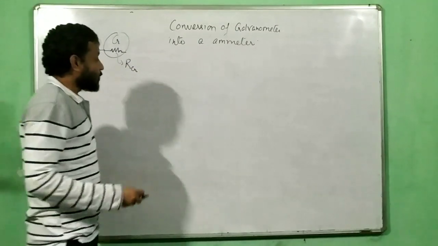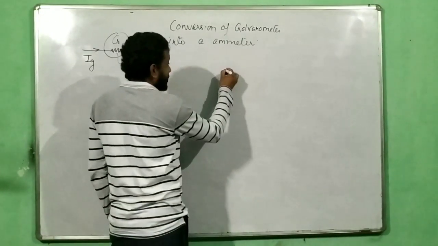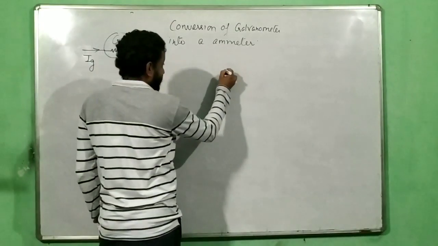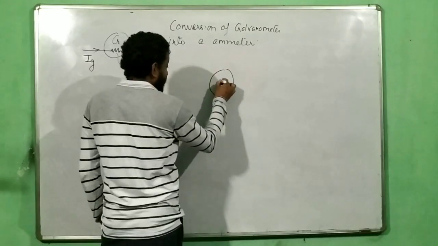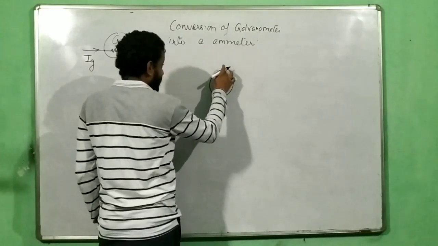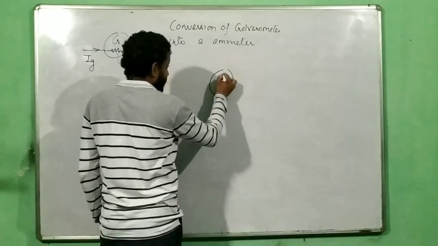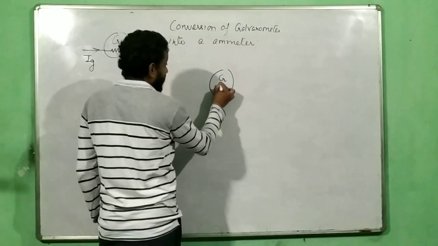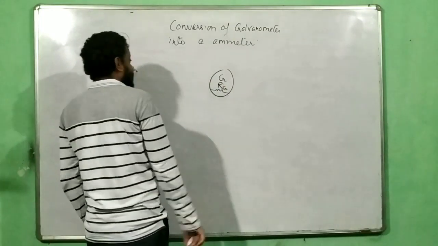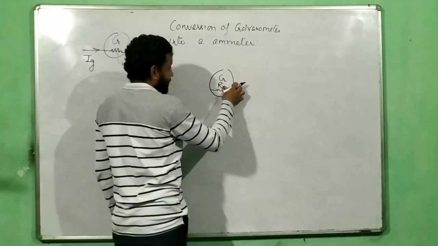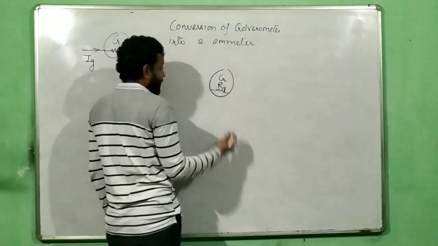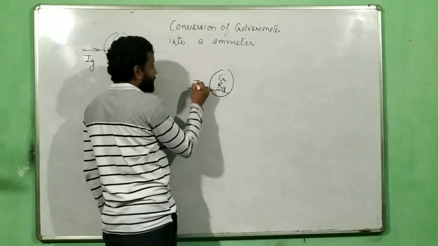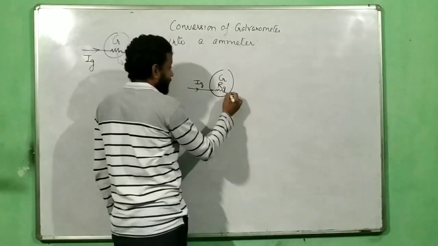I will denote the galvanometer like this. This is my galvanometer. It has some internal resistance. Let me call that Rg, or small g. Consider that this is my safe current which is flowing in this circuit, that is equal to Ig.